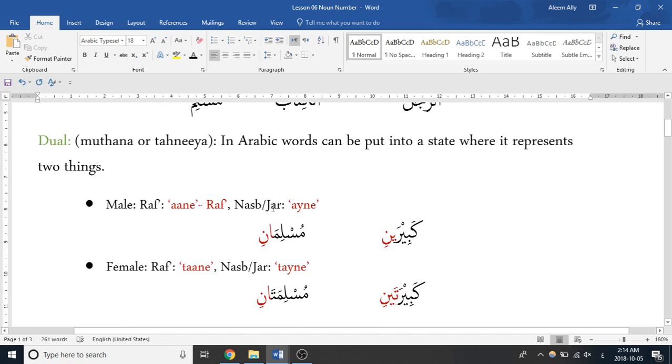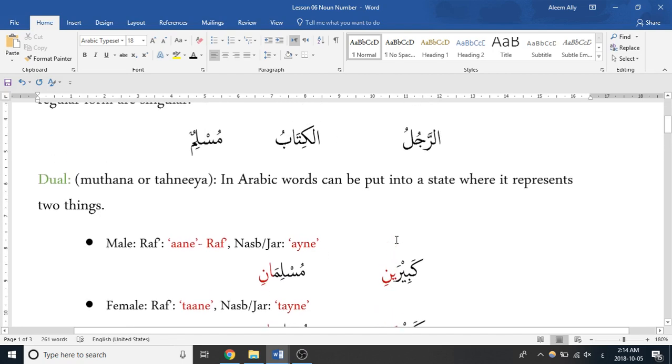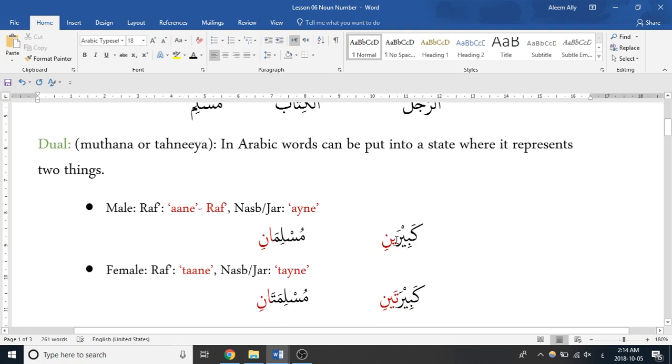And nasb and jar, which were before represented by kasras and fathas, are now represented by an aini, that aini sound, the ya and the noon. That now represents nasb and jar. It can get a little bit confusing because they're represented by the exact same thing, but once you know the context, it's easy to figure it out.